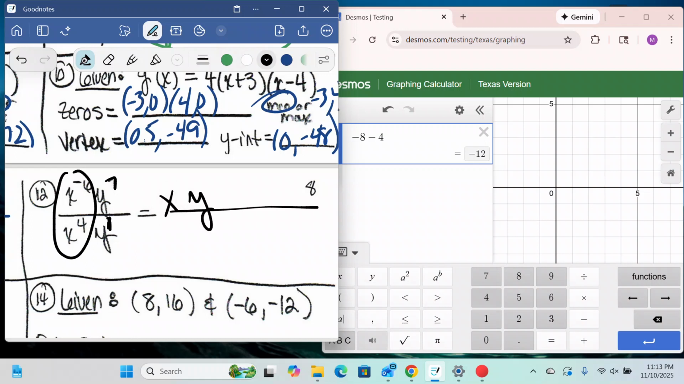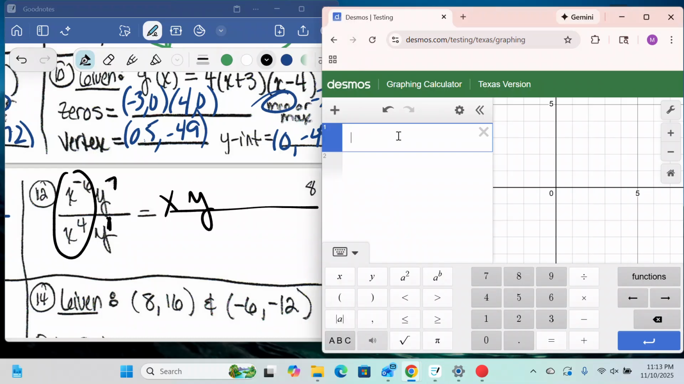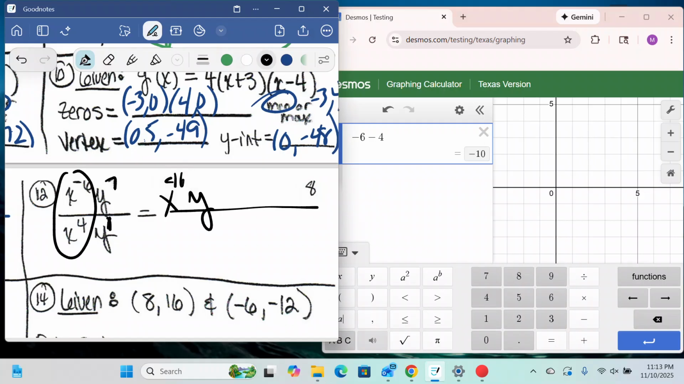Now I'm going to subtract the powers. So what I'm going to do is just straight math. Negative 6 minus 4 gives me negative 10 over the x. So that's negative 10. And then the y is 7 minus 1, which gives me 6.